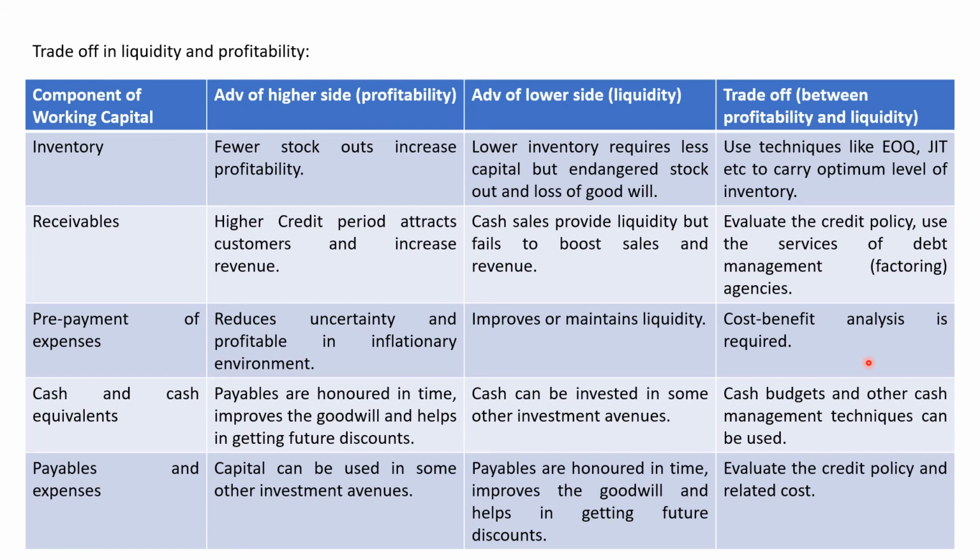Same way, advantages of the lower side. If I maintain less, cash can be invested in some other investment avenues. So if I don't pay my creditors, suppliers, then I can utilize it somewhere else and I can earn some return. But it may not be the right way of doing, because suppliers may not trust you and then they may not supply goods to you, then you will run into business issues. That's the reason you have to see what the due dates are and pay the creditors accordingly.